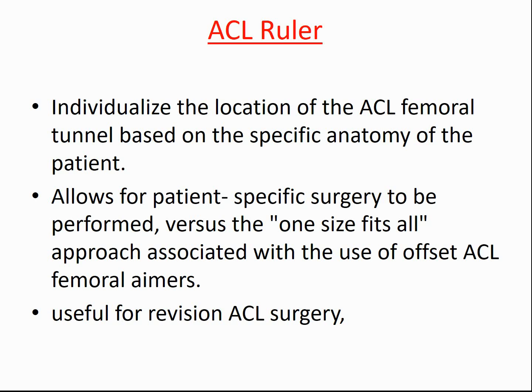The other method is the ACL ruler method. Use of an ACL ruler allows the surgeon to individualize the location of the ACL femoral tunnel based on the specific anatomy of the patient. This allows for patient-specific surgery, versus one-size-fits-all surgery associated with the use of offset ACL femoral guides. This technique is particularly useful for revision ACL surgery when there is no ACL remnant present and the bony landmark may have been destroyed by prior notchplasty or a previous ACL femoral bone tunnel.